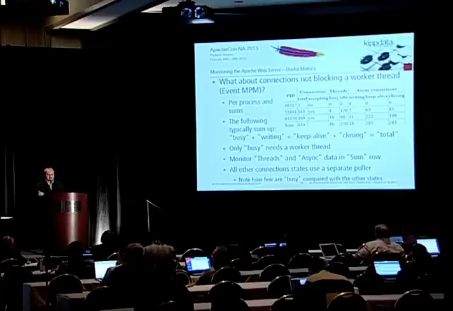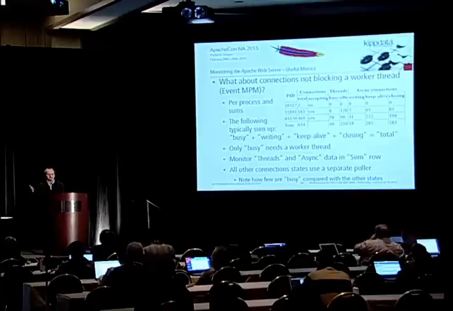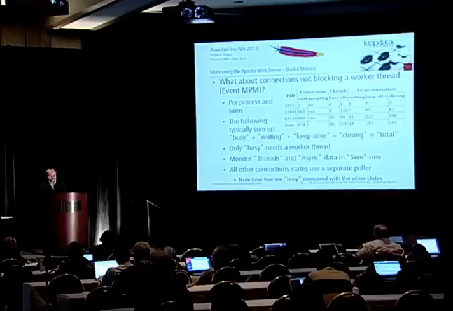And how do those sum up? Typically, you would have the busy ones plus the write completion plus the keep alive plus the closing state is the same number as the total number of connections. Each connection should be in one of those states. Okay, I would suggest to monitor the threads and the async data. The other data, I think, is for monitoring not that important.